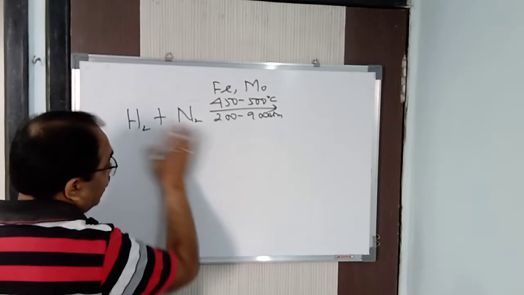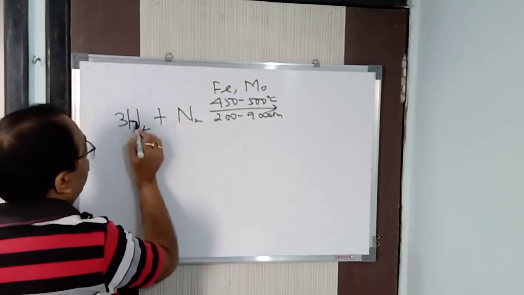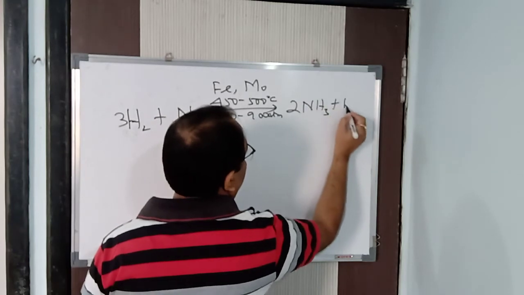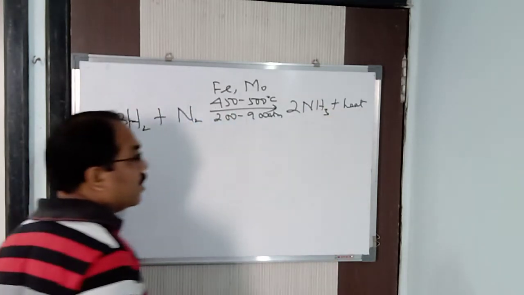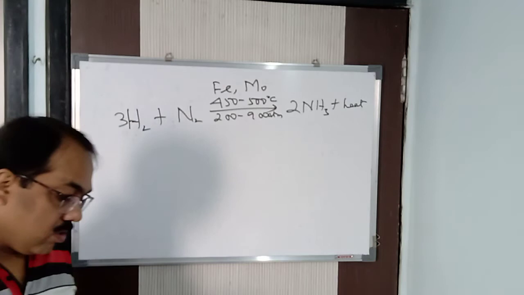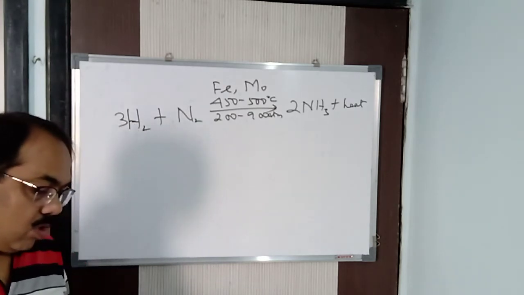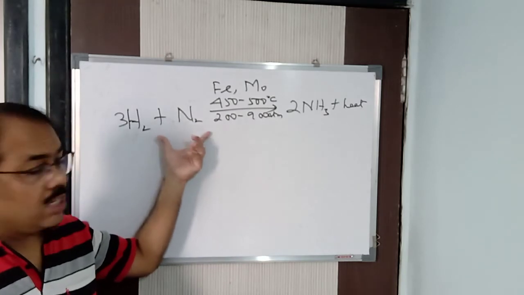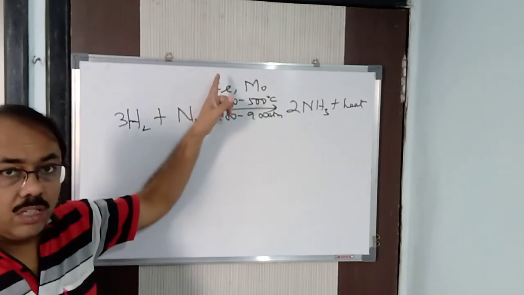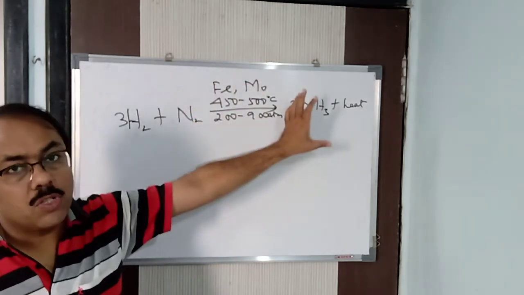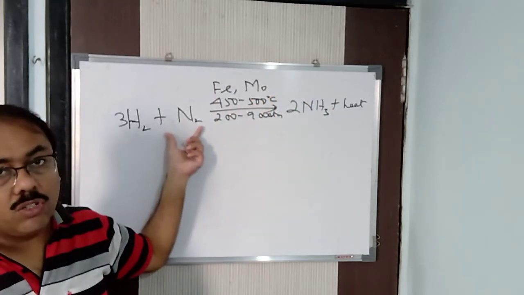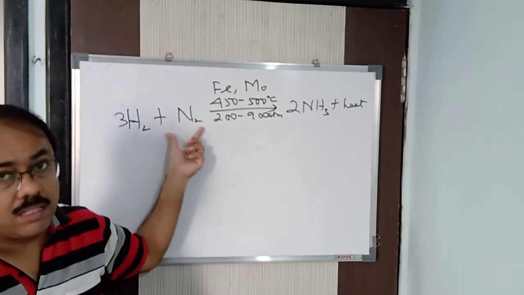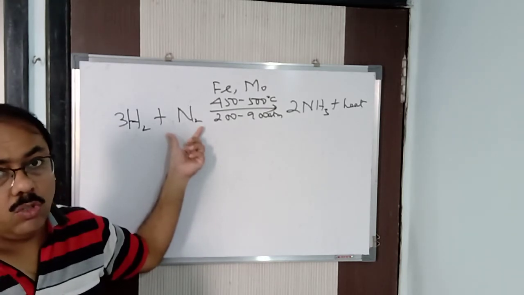Under these conditions only, 3 molecules of hydrogen react with nitrogen to form 2 molecules of ammonia, and heat is liberated. It's a highly exothermic reaction. So when hydrogen reacts with nitrogen, all these conditions are needed, then only the reaction is possible. Why? I said nitrogen is inert under ordinary conditions. See, I am not saying nitrogen is an inert gas. No, I am not saying that. Don't get confused.